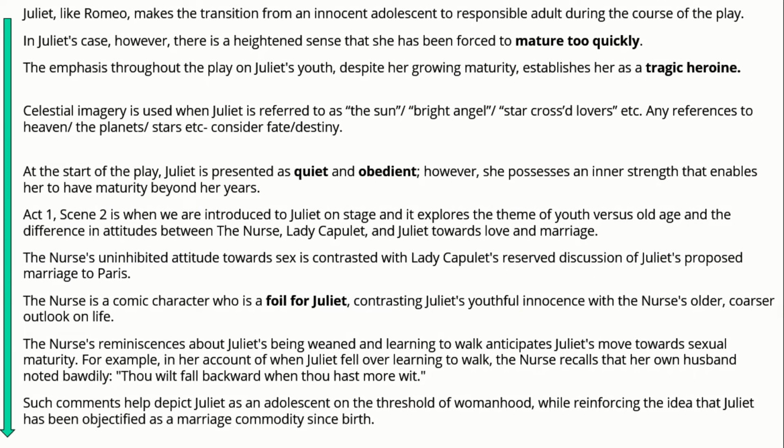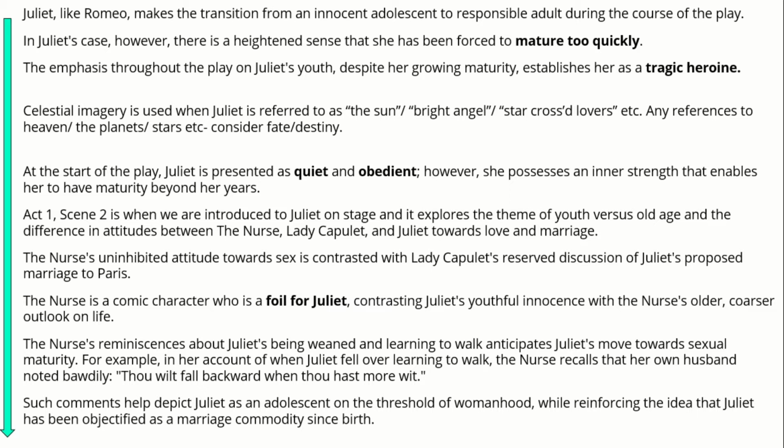So here we go, Juliet. So Juliet, like Romeo, makes the transition from an innocent adolescent to a responsible adult during the course of the play. Now it's really important to remember that Juliet is only 13 years old, so she really is the sort of symbol of innocence, somebody who has her whole life ahead of her, and she becomes a victim of this feud. So Shakespeare really uses her character to show how dangerous this kind of toxic feud can be and how it can impact on anybody in society, even the youngest, most innocent of characters like Juliet.